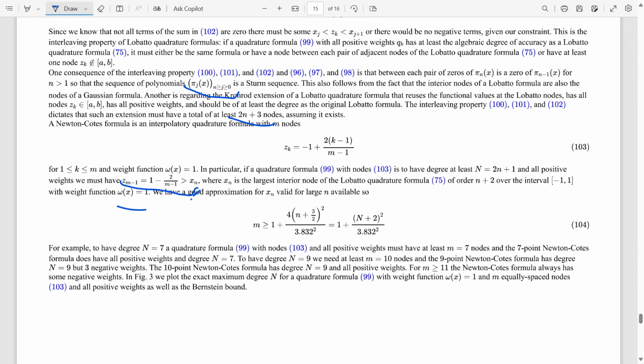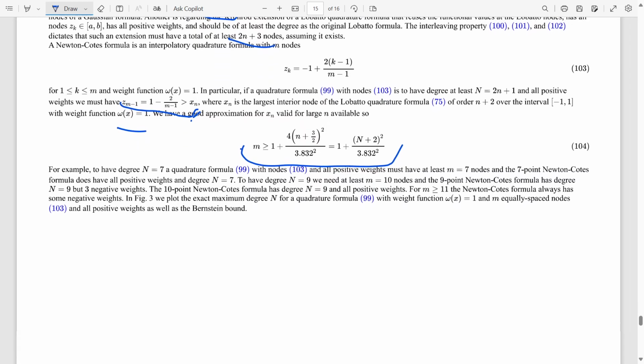An approximation for xn from the Lobatto formula produces the Bernstein bound. This led to the proof of the theorem that a Newton-Cotes formula must have a negative weight for m equals 9 and for m greater than or equal to 11.